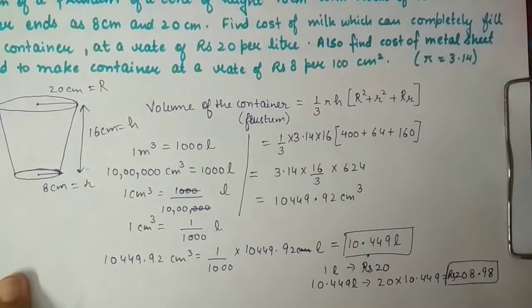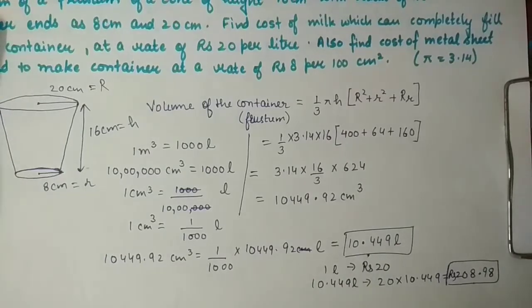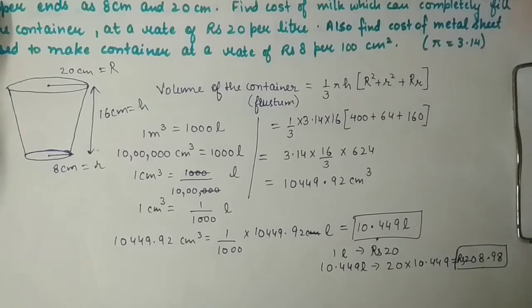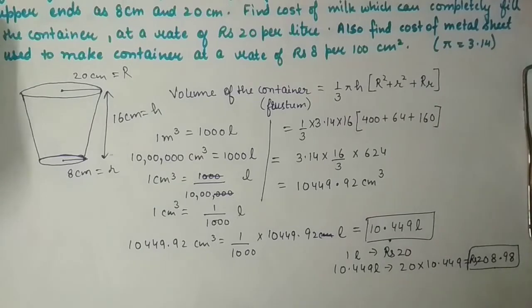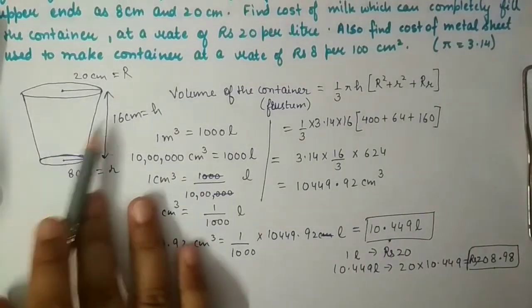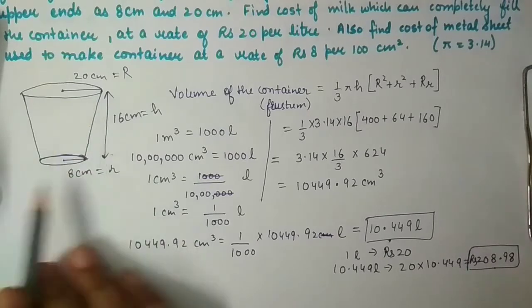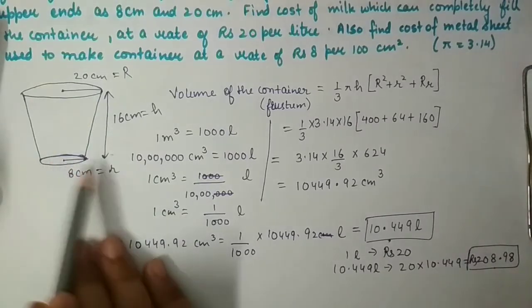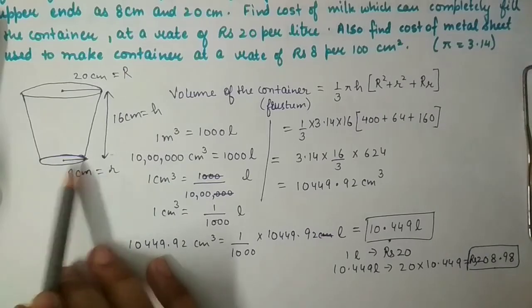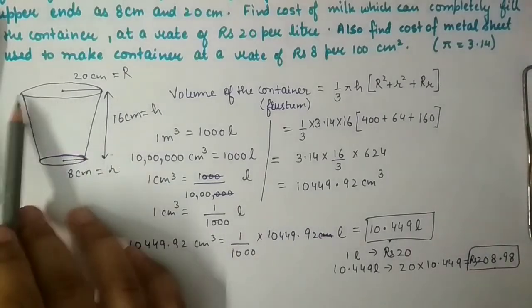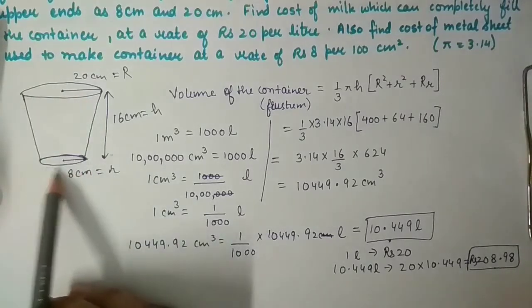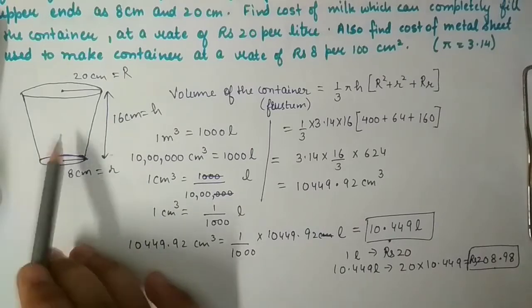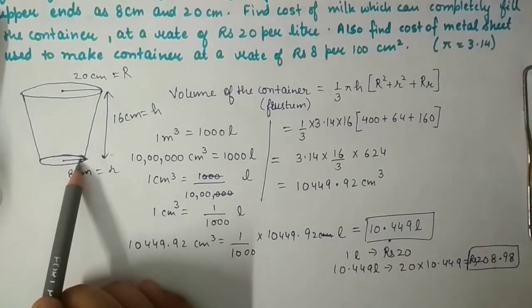So this is the answer of the first part. The cost of milk which can completely fill the container is rupees 208.98. Now you need to do the second part, that is you need to find the cost of the metal sheet used to make the container. So for that you will find the CSA of this frustum plus the area of the bottom base, that is the area of the circle with radius 8 centimeter, because the upper part would be open, it is covered from the bottom. So CSA of frustum plus area of smaller circular end.